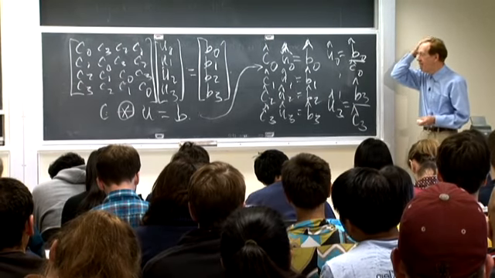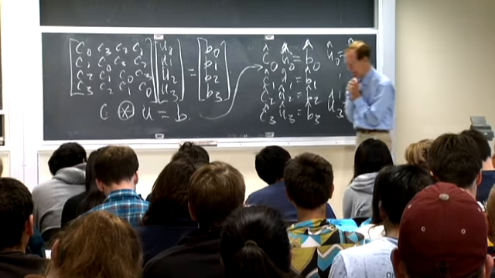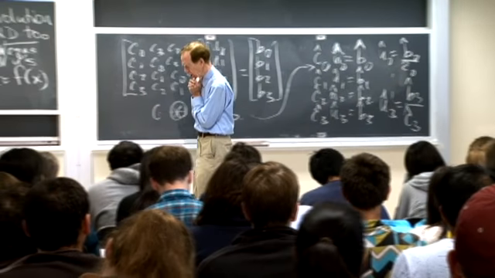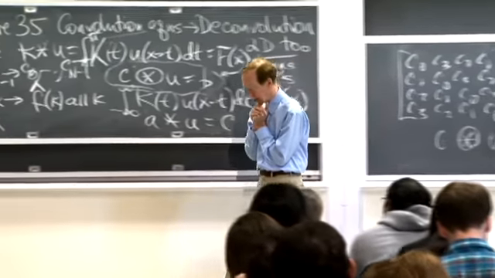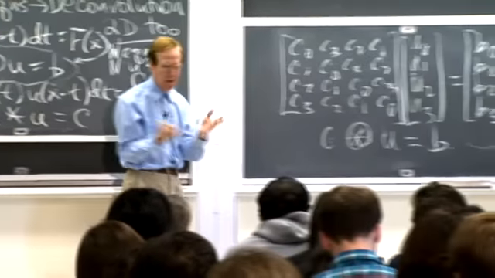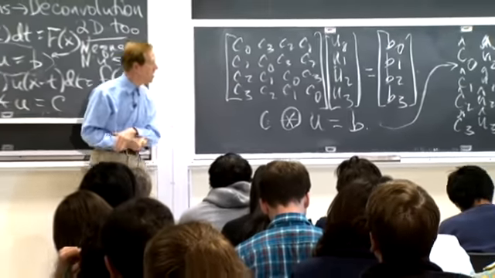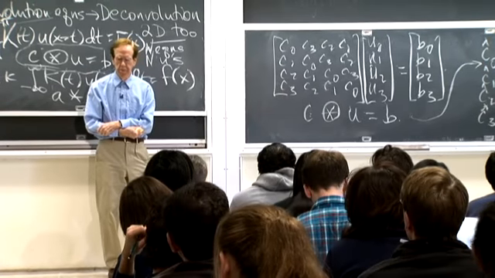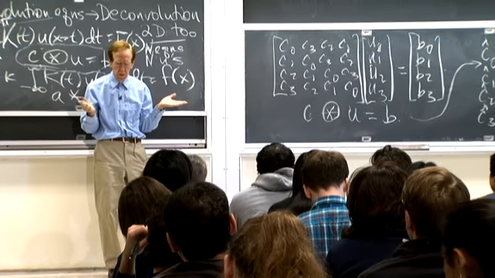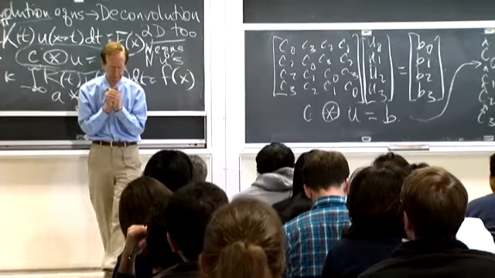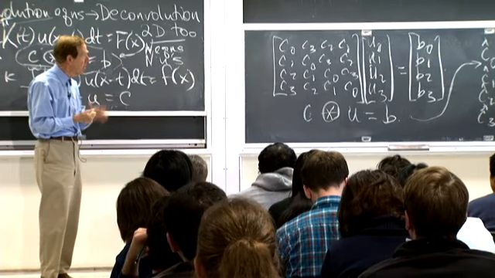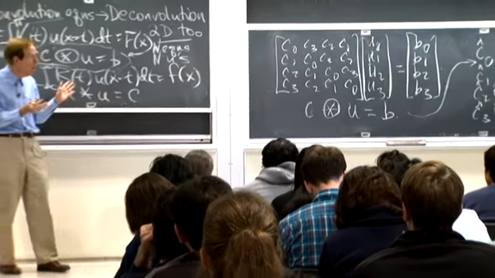All right, let me see if I can just pull this together with some questions. Here's a good question. When is a circulant matrix invertible? When will this method work? The circulant matrix could fail to be invertible. How would I know that?